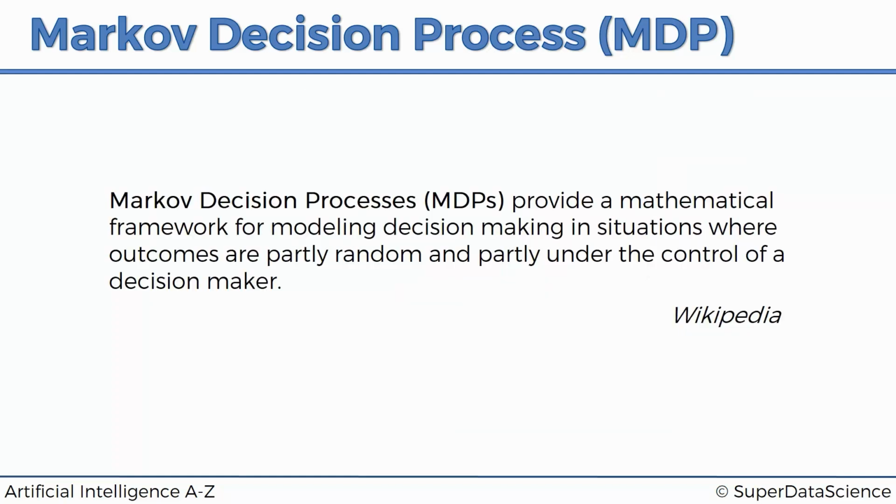And a Markov decision process, or an MDP, provides a mathematical framework for modeling decision-making in situations where outcomes are partly random and partly under the control of a decision maker. It's important to understand that Markov decision processes are a different concept to a Markov process. They're a mathematical framework. But at the same time, I thought it was important for us to understand what a Markov process is, because I think it still helps in understanding a Markov decision process.